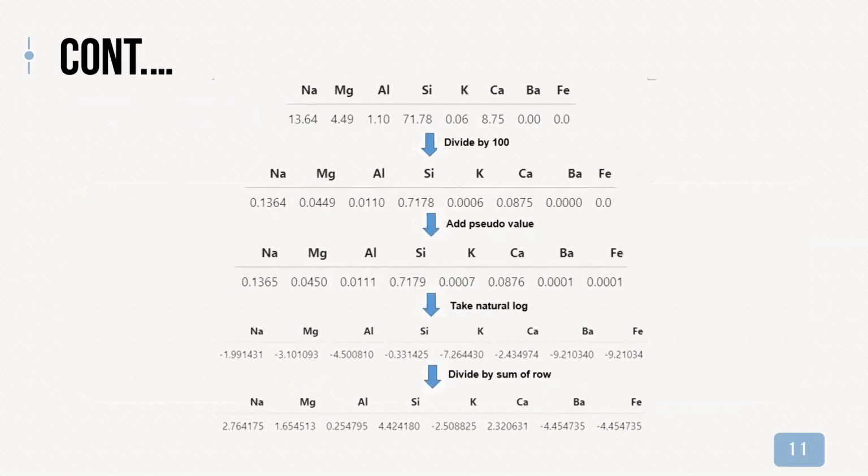Okay, so first, we will divide by 100 because they come in percentage, so we have to change them to proportion. Then we add some pseudo value, as you can see that the barium and Fe have 0. If we take the natural log, they will give us problems, so we have to add some pseudo value, and we will normalize it to 1 again before we take the natural log. At the end, we will divide by the average of the sum of the row.